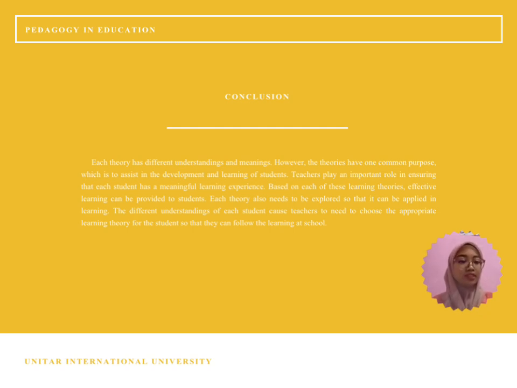Based on each of these learning theories, effective learning can be provided to students. So each learning theory should be explored by teachers and applied to each different student so they can follow the learning at school.